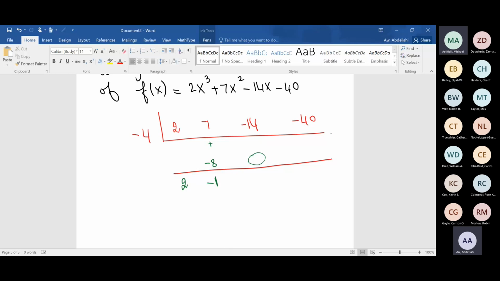Okay. So the next number here will be what? You said 4, right? And the 4 comes from negative 1 times negative 4 is 4. What we do next, we add them up. We get a negative 10. Thank you. And negative 10 times negative 4 is positive 40. And then you get a 0. So exactly, then we get a 0. Since we get a 0, we say negative 4 is a 0 of f.